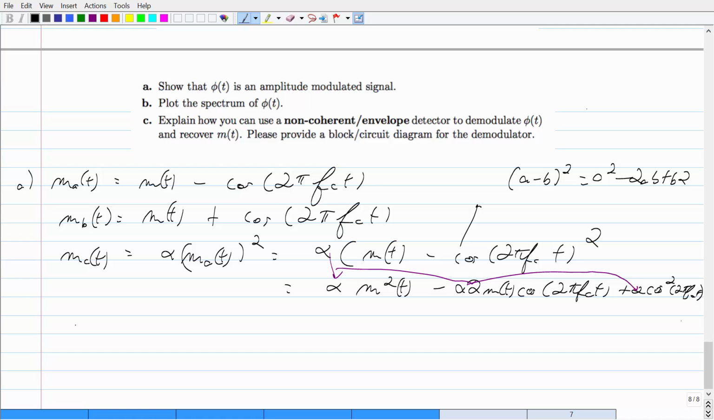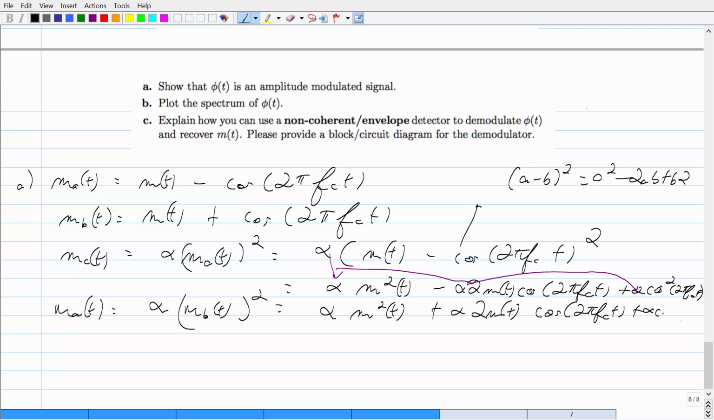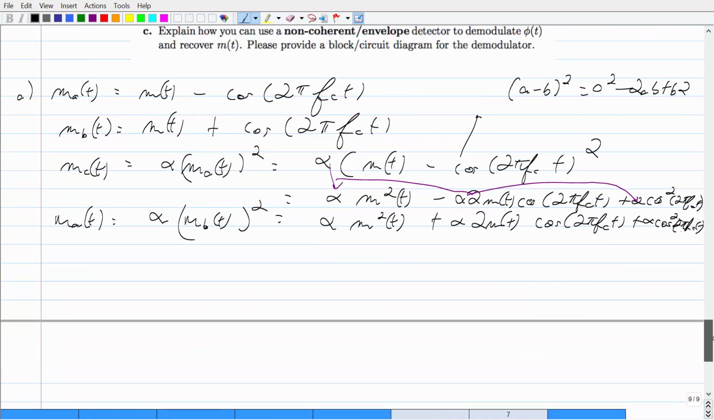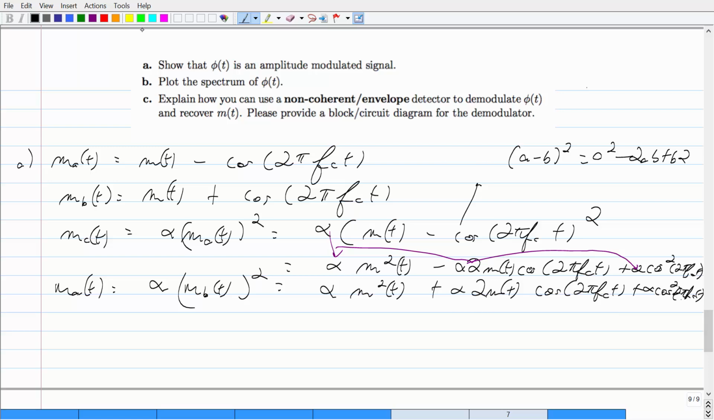Now at part D, it's exactly the same thing. It's just you are applying it to b now. So you have alpha m of b squared. I'm going to do the work for you. Instead of minus, it just becomes plus. So this becomes alpha m squared of t plus alpha 2m of t cosine 2 pi fct, and then plus alpha cos squared 2 pi fct. So the only thing that changes is the plus, and the cosine squared stays the same.